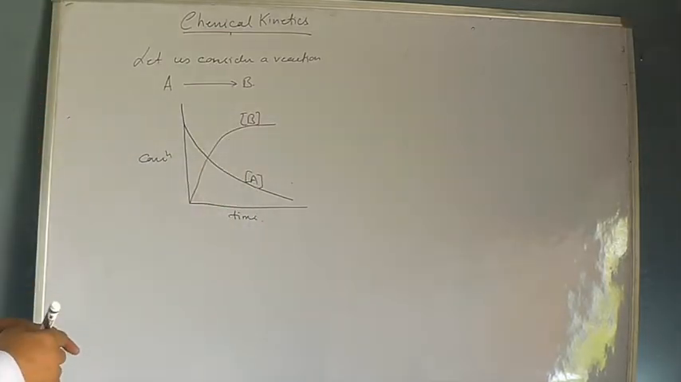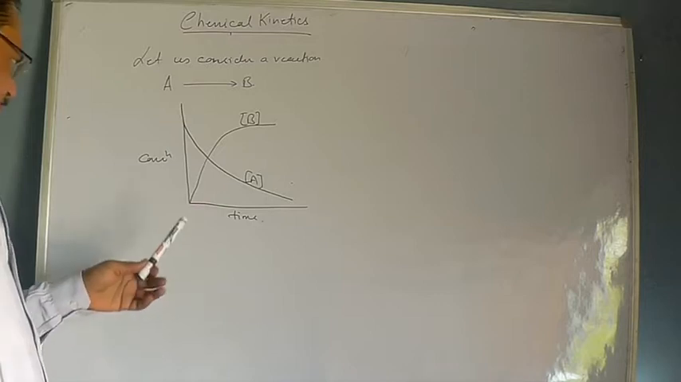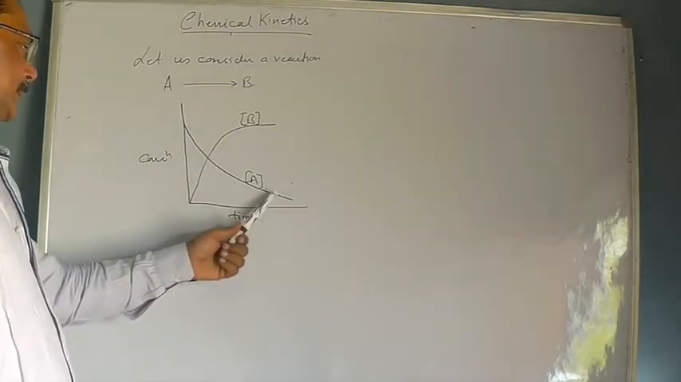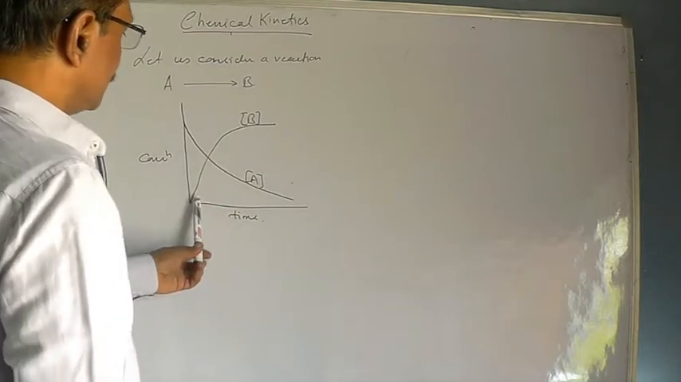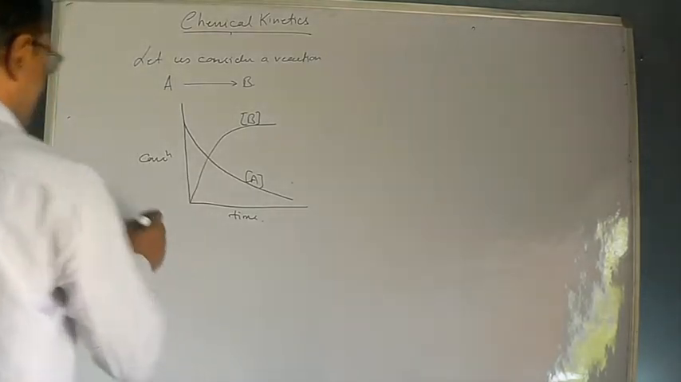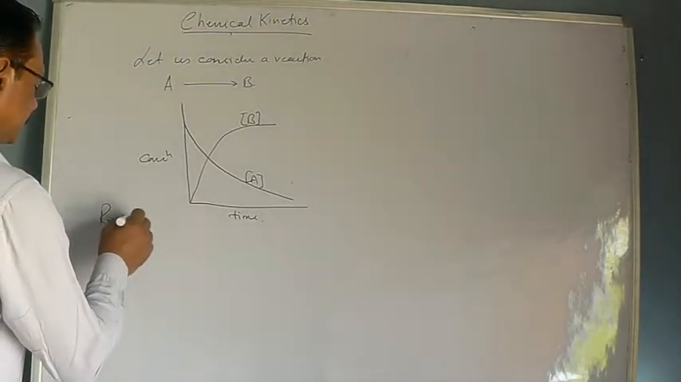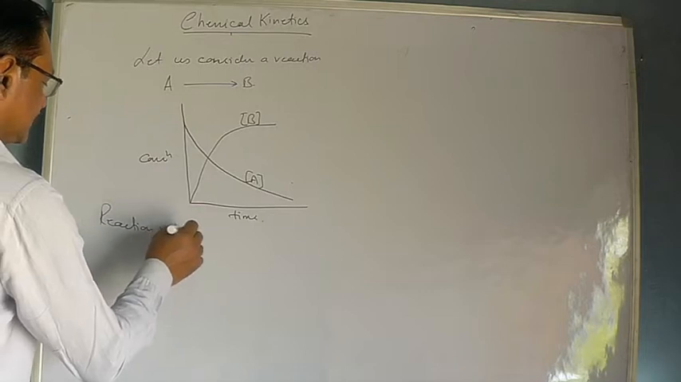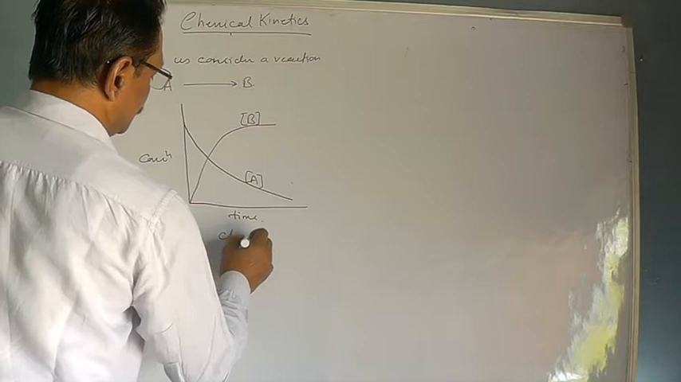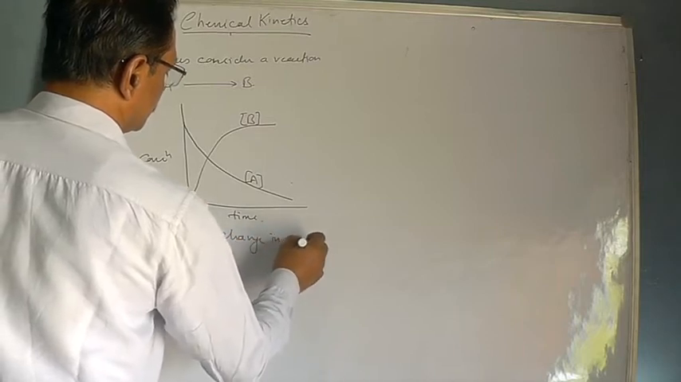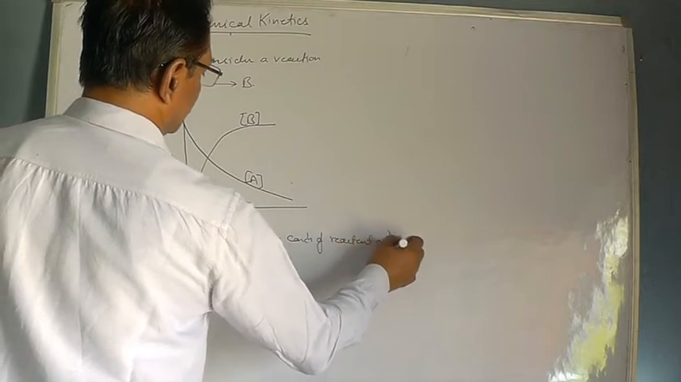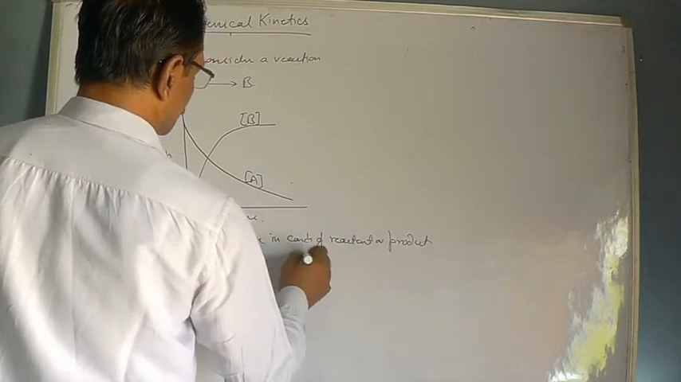So this is a very simple graph. What does it suggest? It suggests that A is a reactant, its concentration decreases with respect to time, and B is a product whose concentration increases with respect to time. So class, how do you define reaction rate? Reaction rate is defined as change in concentration of reactant or product with respect to time.